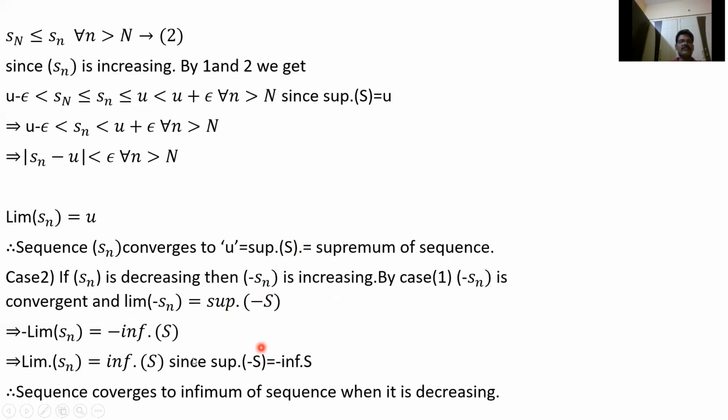So if Sn is decreasing, then automatically minus Sn is increasing. By case 1, minus Sn is convergent, and the limit of minus Sn equals the supremum of minus Sn. But the supremum of minus S is equal to minus the infimum of S, so the minus signs cancel. We get limit Sn equal to the infimum of S. So the sequence converges to the infimum when it is decreasing. Finally, if it is increasing and bounded, then it converges to the supremum of the sequence, and if it is decreasing and bounded, then it converges to the infimum of the sequence.